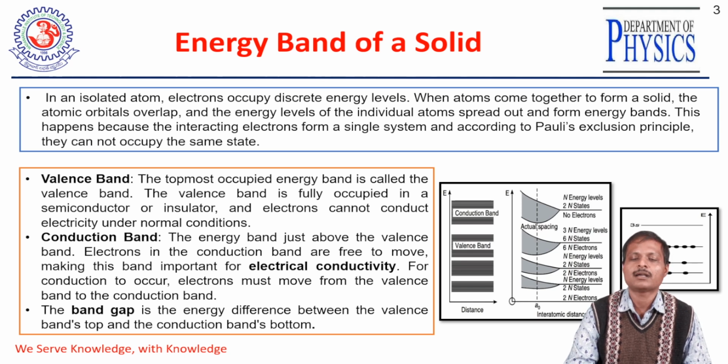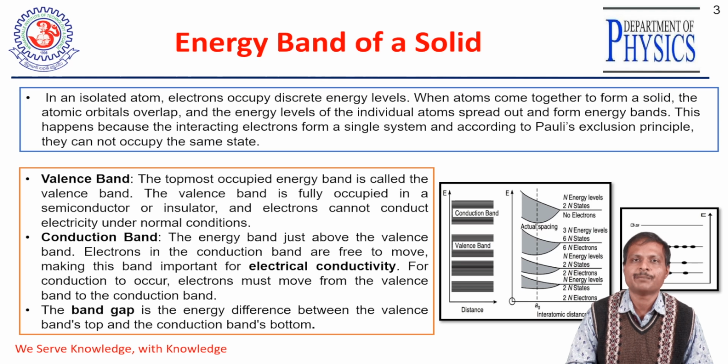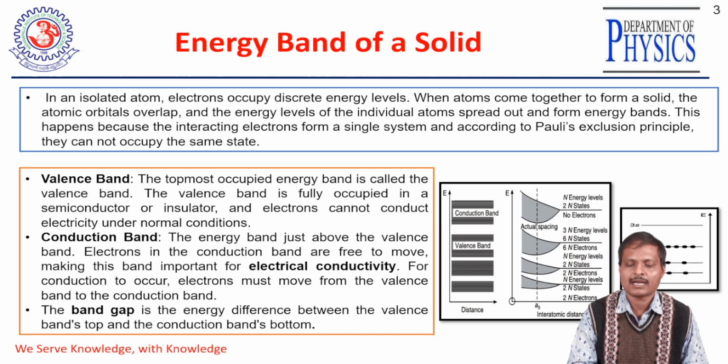But when the atoms come together to form a solid, the atomic orbitals overlap and the energy levels of the individual atoms spread out and form the energy band. See here, this is demonstrated in this figure. When the atoms are far apart, the interparticle distance is large. In that case, there is no splitting of energy levels. Energy levels are still discrete. But whenever they come closer and form the solid, after some interparticle distance, their energy levels get split.